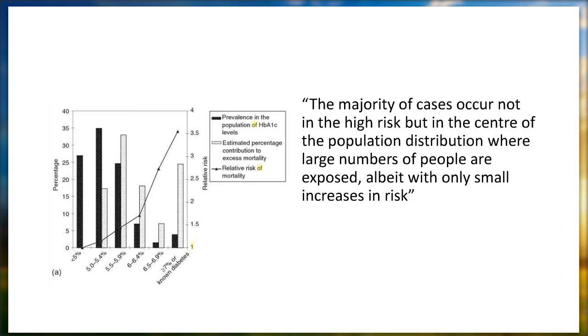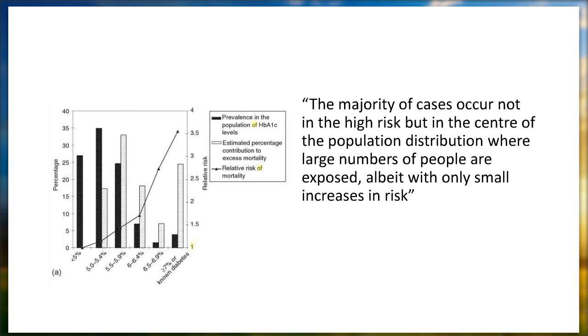Let's review a few graphs of examples. This is a graph of diabetes, and there's three things depicted in this graph. If we look at the first axis, on the bottom are hemoglobin A1C levels. On the right side is relative risk. On the left side is percentage. If we look at the line first, this shows us the relative risk of mortality.